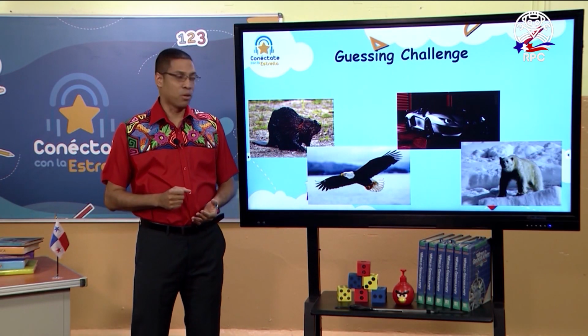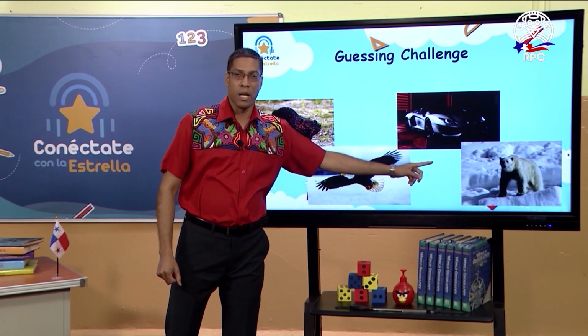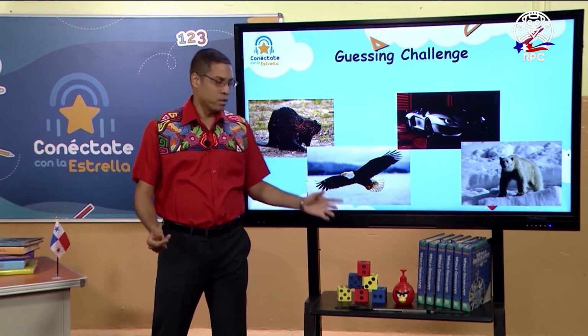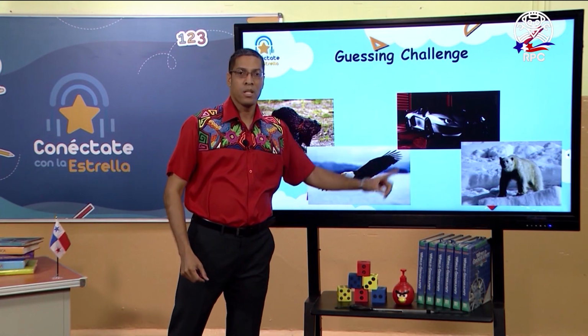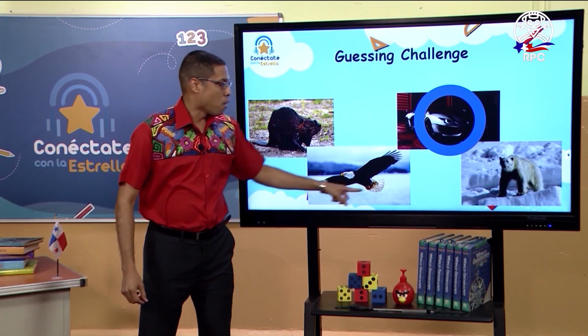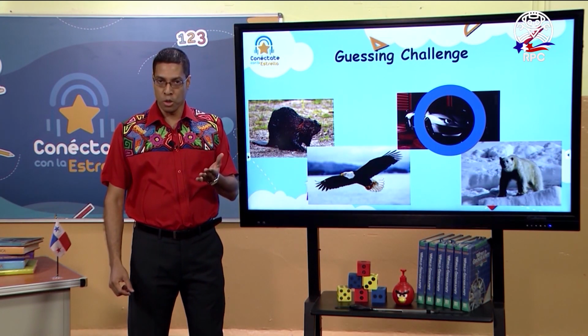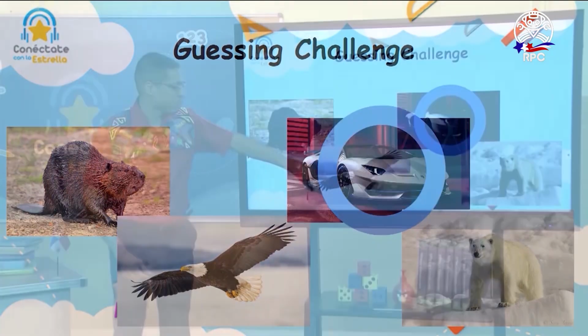Let's give you an example. You have a beaver, an eagle, a car, and a polar bear. Which image is different? 1, 2, 3, 4? Yes, number 3. Number 3 is different. And what they have in common is they are animals. That's what you need to do. Are you ready? Okay.